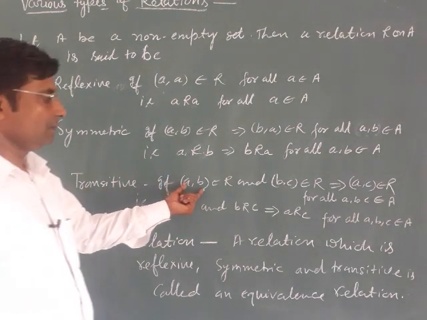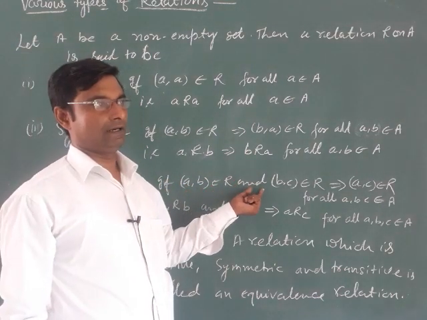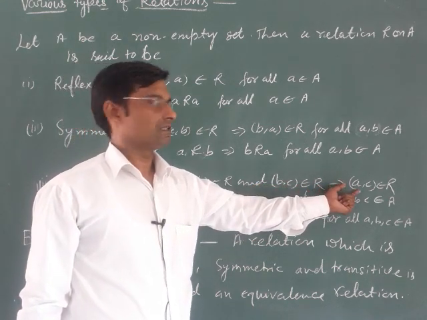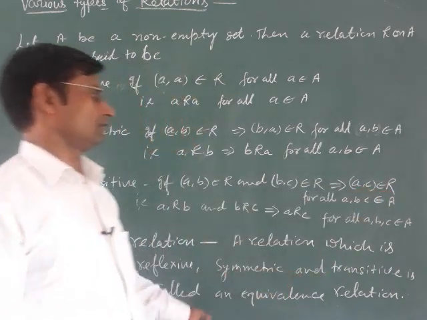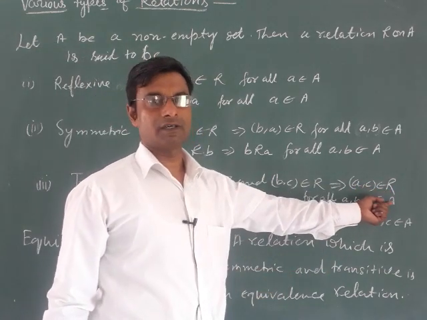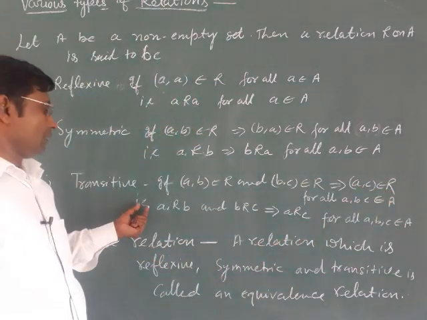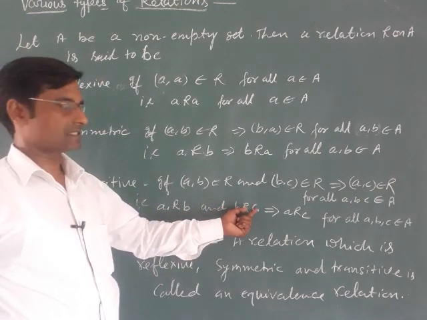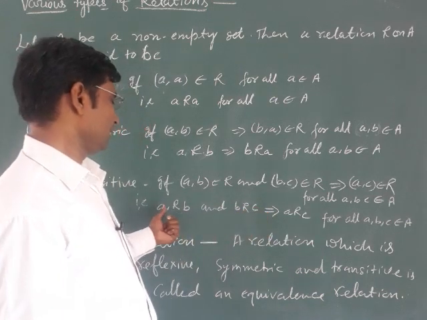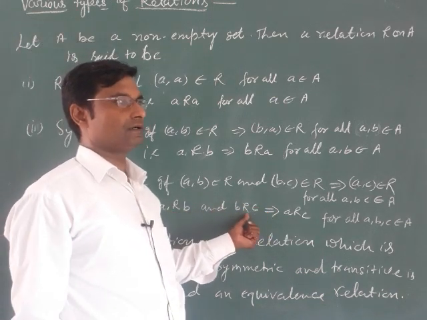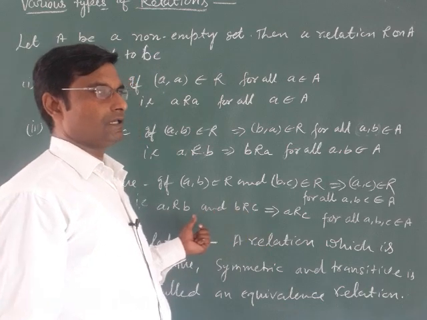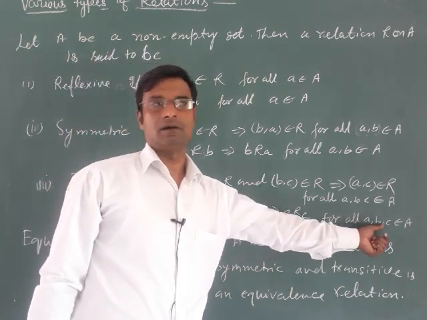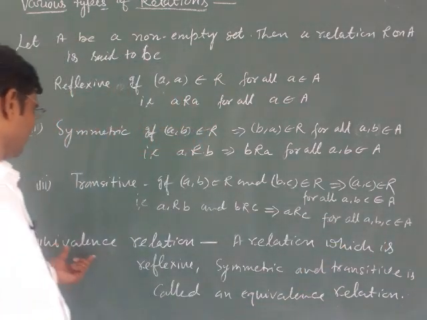Transitive: if (a, b) belongs to R and (b, c) belongs to R, it implies that (a, c) will also belong to R, for all a, b, c belonging to set A. That is, aRb and bRc imply that a is related to b and b related to c, therefore a is also related to c, for all a, b, c belonging to A.